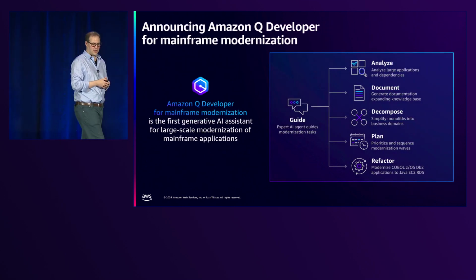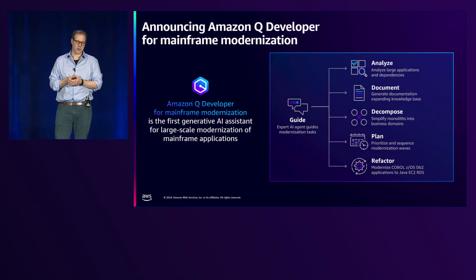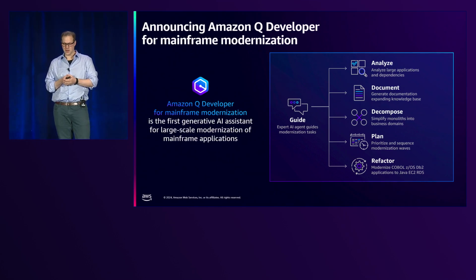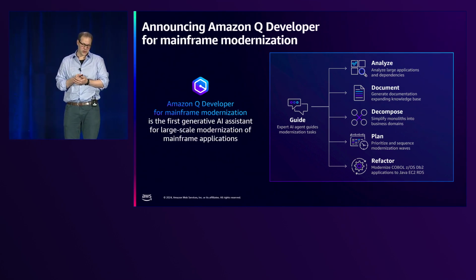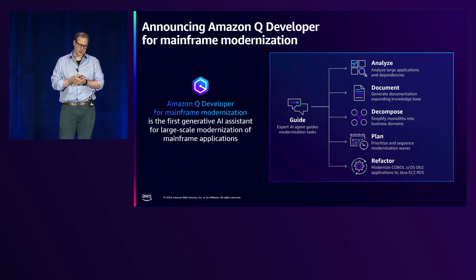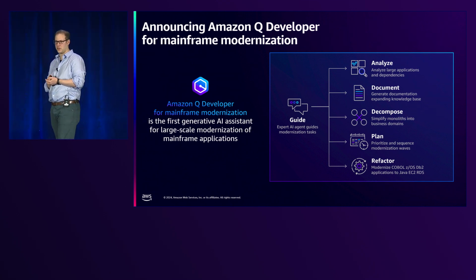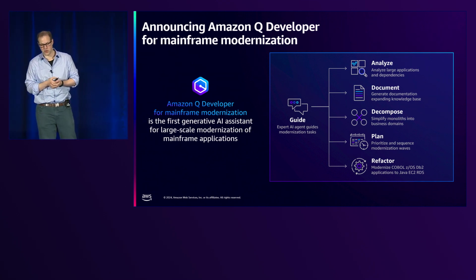Yesterday, we announced the mainframe modernization capabilities of Amazon Q Developer. We announced the first generative AI system for large-scale modernization of mainframe applications, up to hundreds of millions of lines of code.